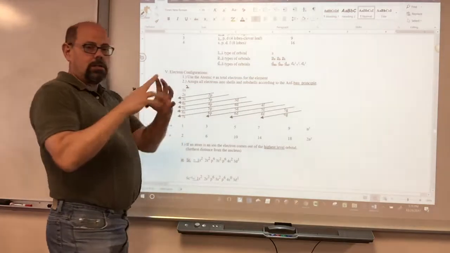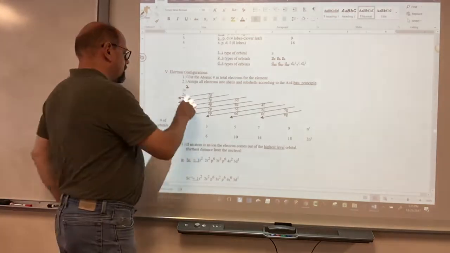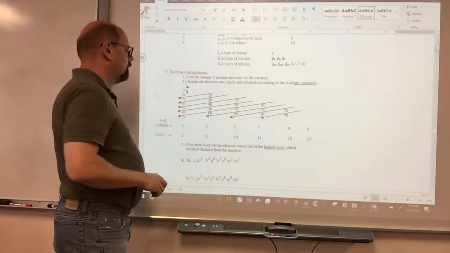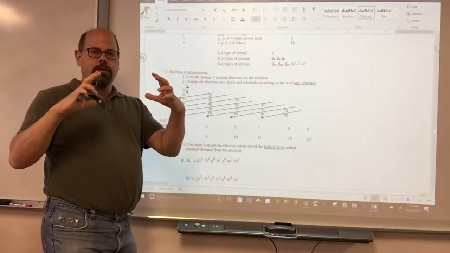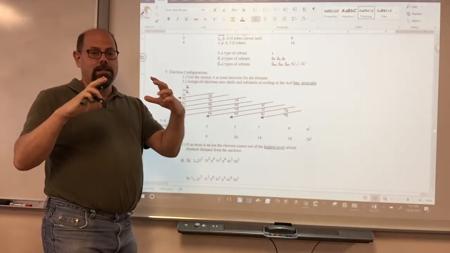I've got to go to the 2 distances to the nucleus. I've got to move out to the next sized sphere, and I'm going to fit 2 in there. So I've got 2 electrons here, 2 electrons there. I still have 6 more electrons to go.